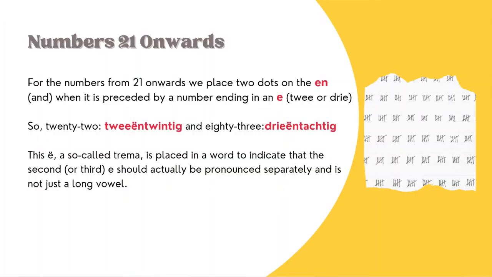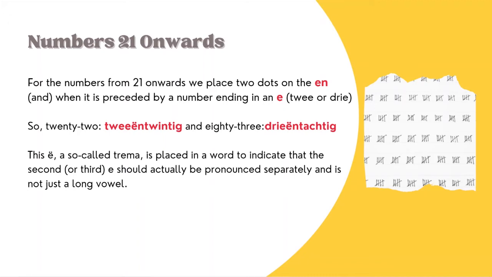I just want to explain something about this. So you see, for the numbers from 21 onwards, we place two dots on the n, and that means "and", when it's preceded by a number ending in an e. That sounds difficult, but here you see an example. For example, 22 is two and twenty. Because the word for two ends with an e and the word for "and" starts with an e, that's why we have to put a trema on top of that letter.